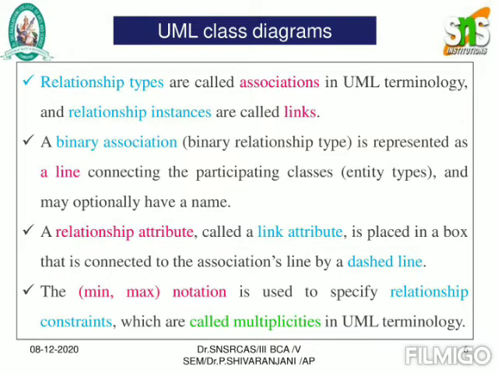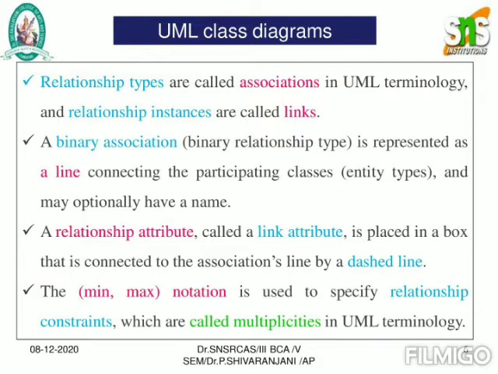The relationship types are called associations in UML terminology, and the relationship instances are called links. A binary association, that is a binary relationship type, is represented as a line connecting the participating classes, and may optionally have a name. The relationship attributes are called link attributes, and are placed in a box that is connected to the association line by dashed lines.